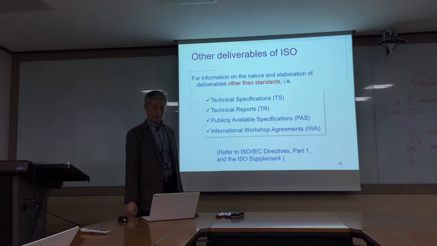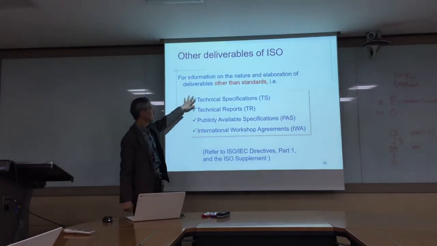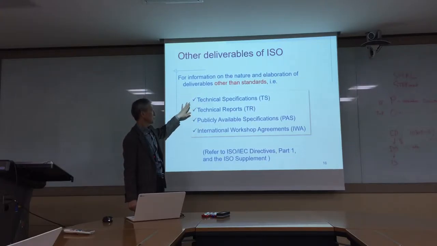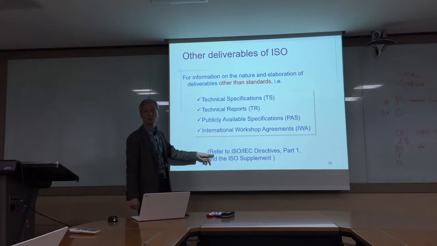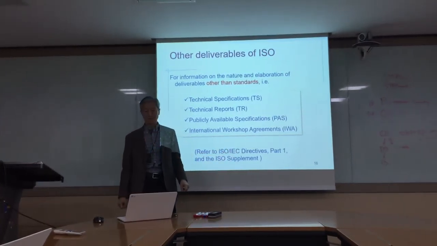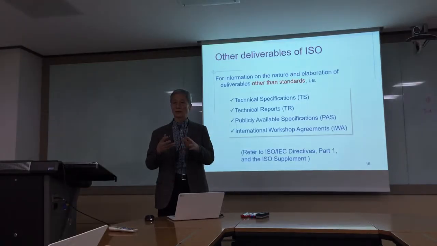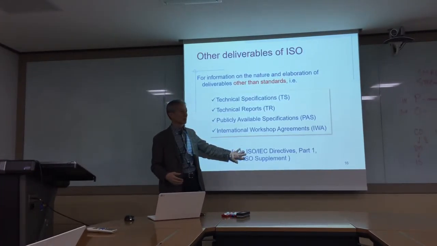And other deliverables from ISO, in addition to the international standard: there has been a technical specification, technical report, publicly available specification, and international workshop agreement. So you can see more coming from this document. They are something like a guideline, including the handbook of SC4. Directives come from ISO direct or IEC. That is a guideline on how you manage the standard process. So Soonjo and myself are looking at that kind of directives and handbook more often than before, because we are doing such work.